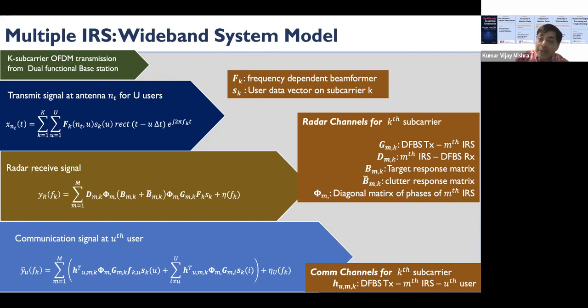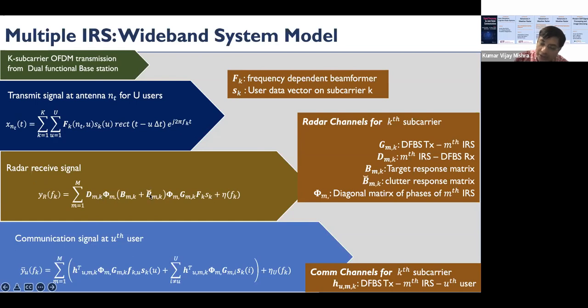And we did this for a wideband model. That means we use this OFDM system, and people who are familiar with the beamforming there know we have a frequency-dependent beamformer. You can't use the same beamformer for the whole frequency in a wideband system. So we have this F_k, which depends on the kth subband. So here is the transmit signal from a common transmitter, and then what is received by the radar.